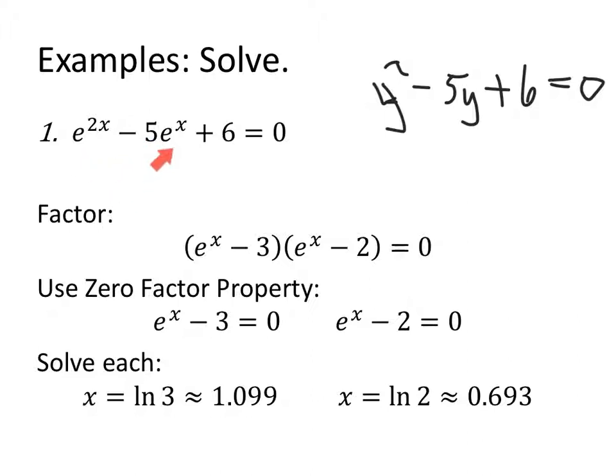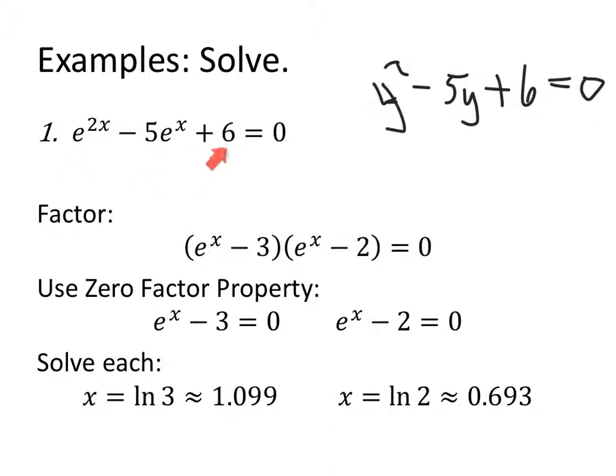It used to be I'd tell students, substitute, let y equal e to the x, and go from there, but then you have to remember to back substitute. Let's skip that nonsense. You're sophisticated people, you can handle this. e to the x is our variable term as we're factoring, so we'll have e to the x times e to the x gives us e to the 2x.